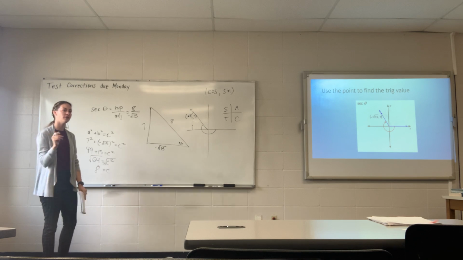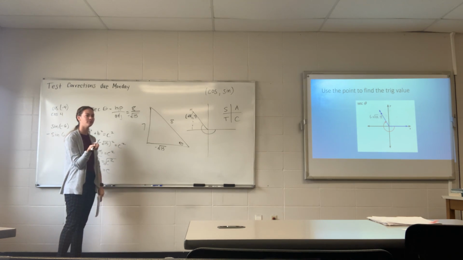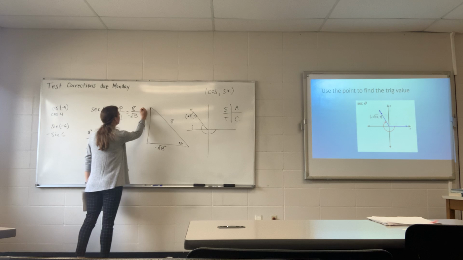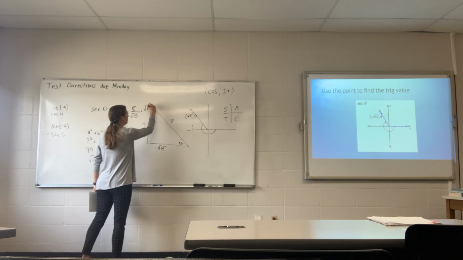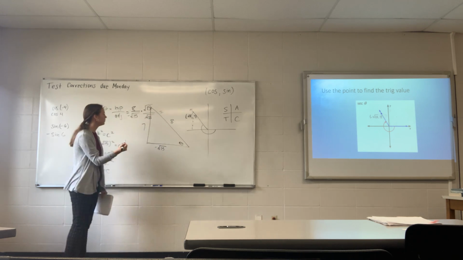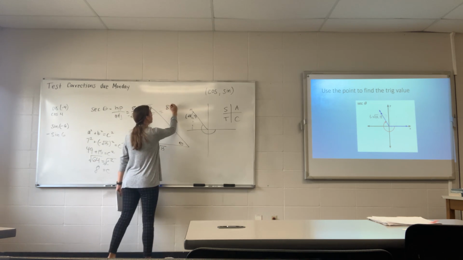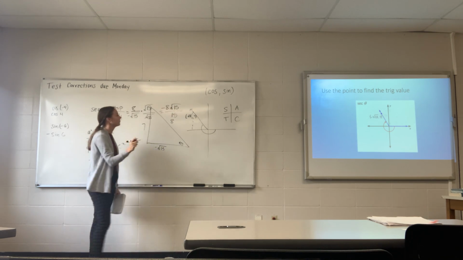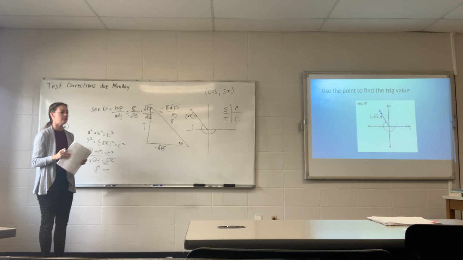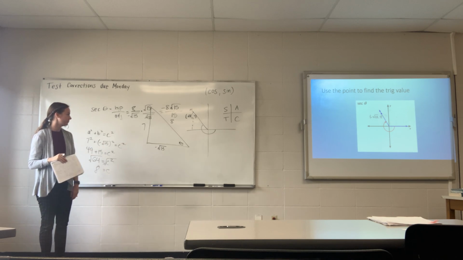Can I leave square roots in the bottom? No. Okay, so we got one last step. So what should I do? Multiply both sides of it. Okay, so what am I gonna end up with? 8 square root of 15 over 15. Yeah, 8 square root of 15 over 15, and the whole thing is negative.